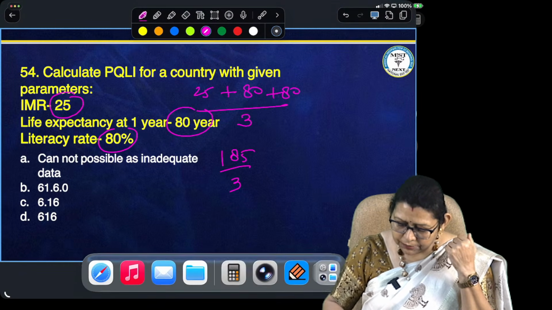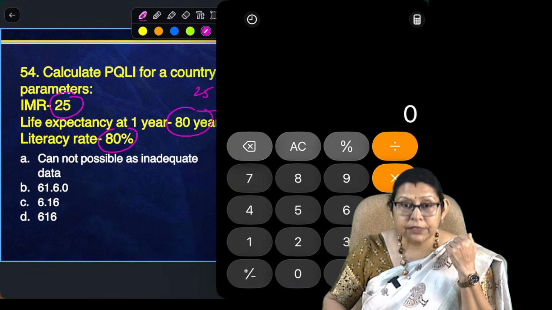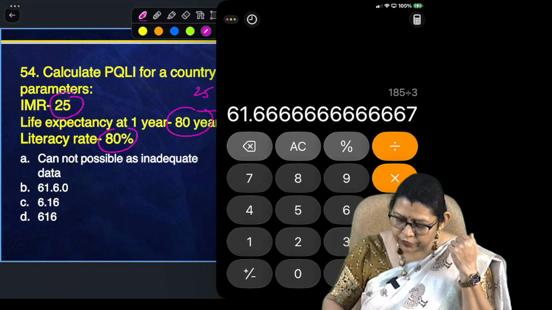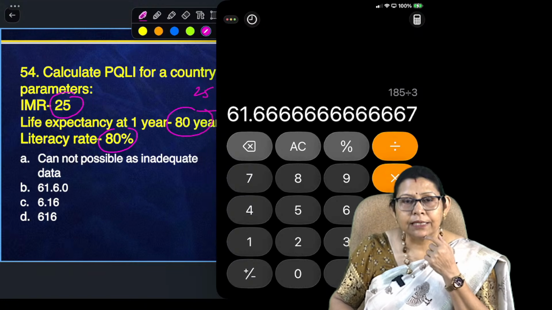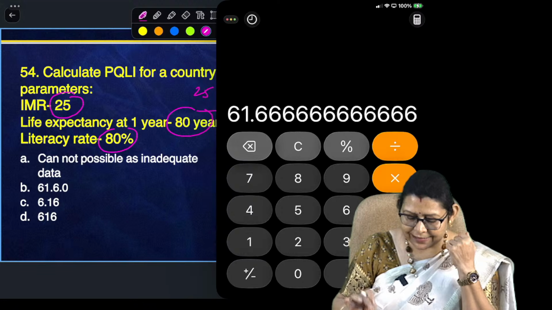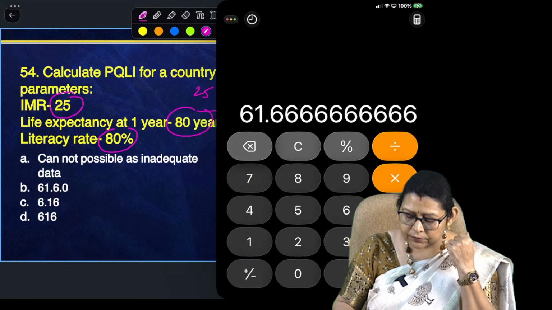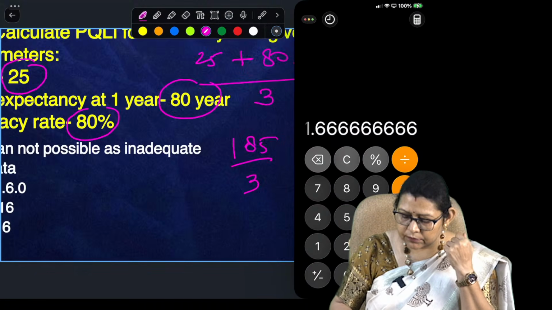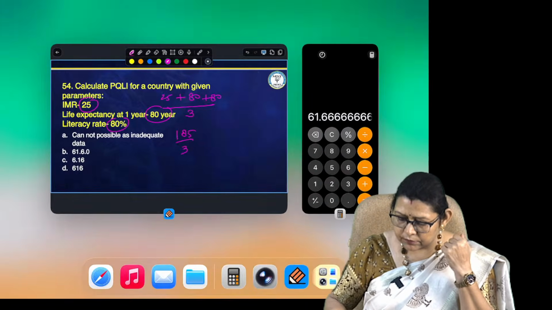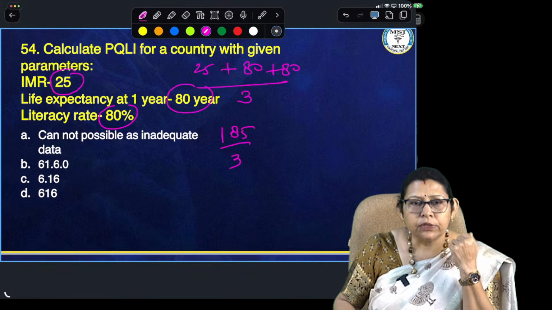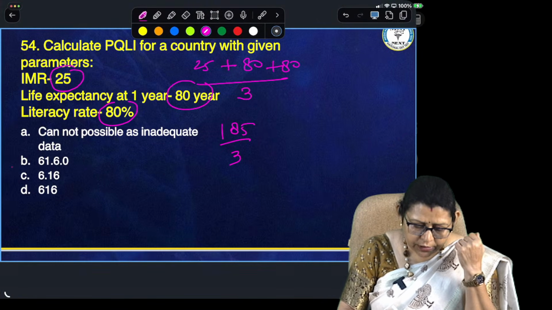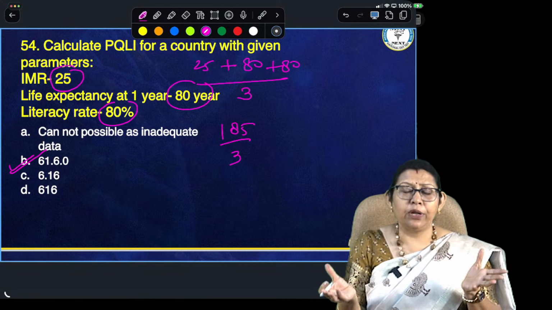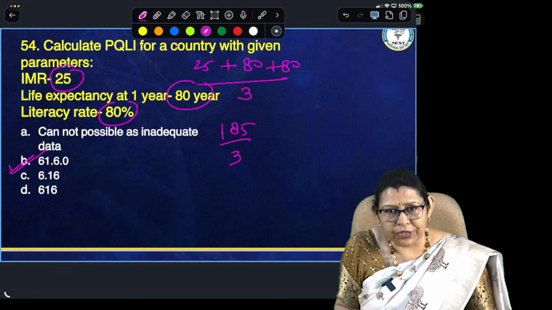So I'll be using my calculator. That is 185 divided by 3, and it will come to somewhere around 61.66. Okay. So it is 61.6, this is your correct answer. Okay. So PQLI means simply you have to find the average.